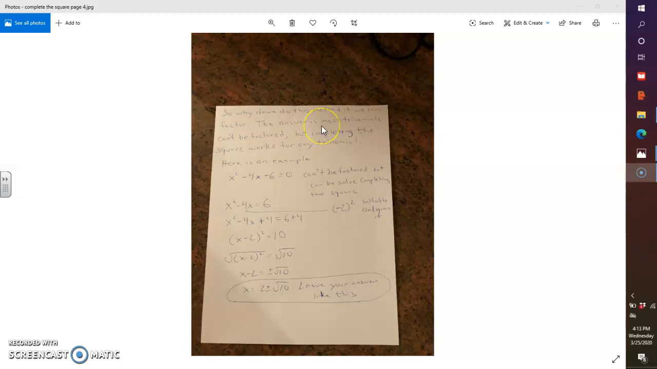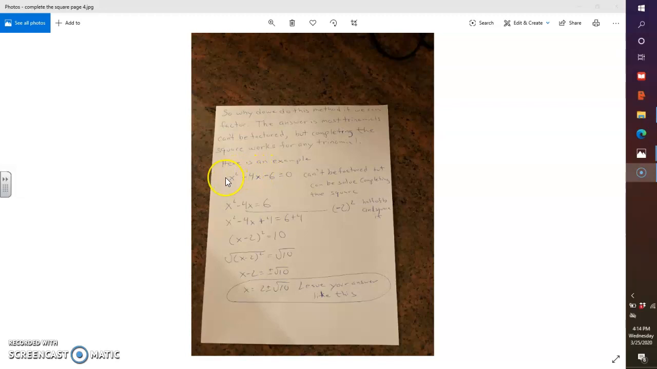We're going to learn both, but we're going to start with completing the square because that's going to be necessary if you ever had to find the equation of a parabola or a circle. You do need to know how to complete the square. So that's what we're going to do here. So we're going to take x squared minus 4x minus 6 equals 0. We make sure it's equal to 0 first.